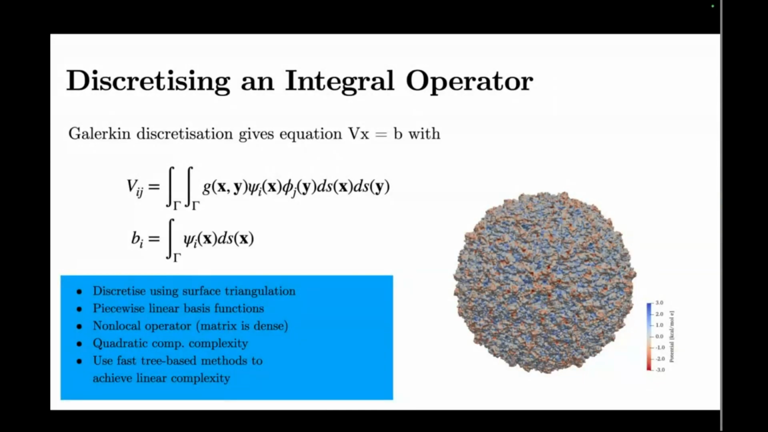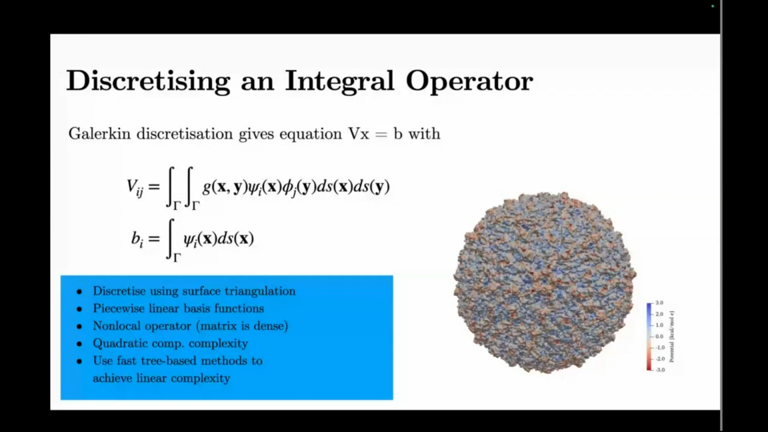So this double integral is essentially a four-dimensional integration that you have here of the kernel function g of xy times your test function psi i of x times your trial function phi j of y ds of x ds of y. Okay, and in the most simple case, which is actually pretty good for lots of problems, your test and trial function are just piecewise constants.